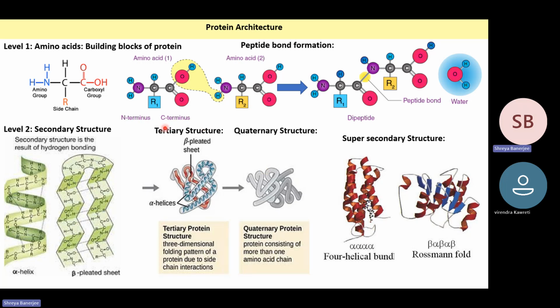Sometimes instead of tertiary structure, you can have super secondary structure, which is basically another kind of tertiary structure, where you have different secondary structures arranged together. Like you can have four helices arranged together in what is called a four helical bundle. Or you can have alternate beta strand alpha helix, like this. The blue is the beta strand, red is the alpha helix. Alternate beta alpha structure, which is called Rossmann fold. So super secondary structure, you can consider it as another type of tertiary structure. These are the different levels of protein organization.